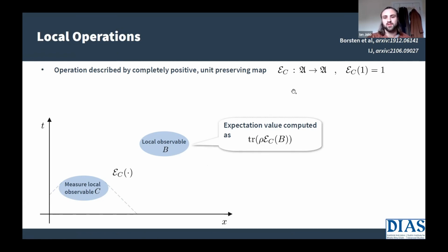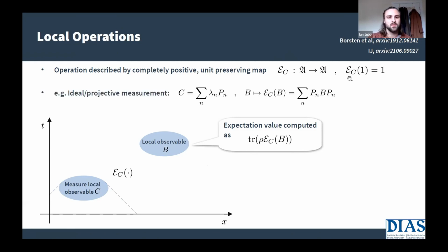We're also thinking of these update maps as acting on the algebra of operators itself, as opposed to an update map on the state. And they must satisfy this unit preserving condition. So just as an example, if you were thinking about ideal or projective measurements, and this operator C was diagonalizable, so you can write it as a sum over eigenvalues and their associated projectors, then the corresponding update map would just look like this whenever you act on any observable B.